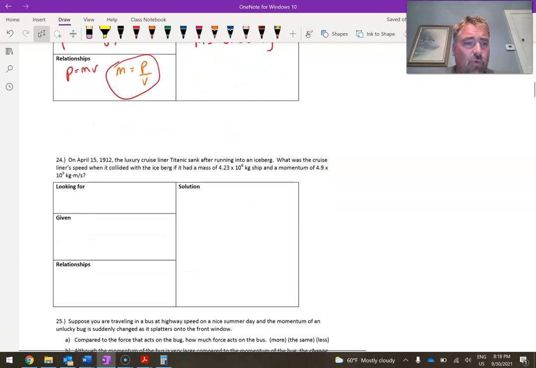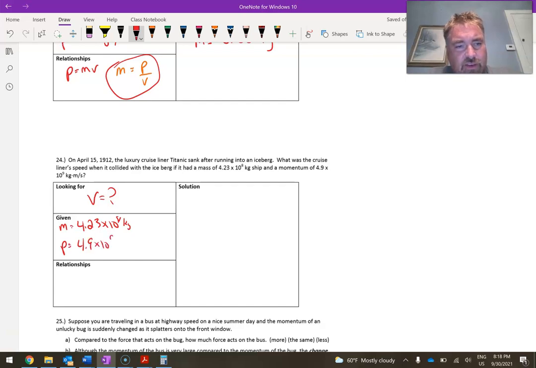Now, if we look at 24, on April 15th, the cruise liner Titanic was lost after running into an iceberg. What was the cruise liner's speed? We're looking for the velocity. That's my question mark. And we know the mass. That's 4.23 times 10 to the 8th kilograms. And we have a momentum of 4.9 times 10 to the 9th kilogram meters per second.